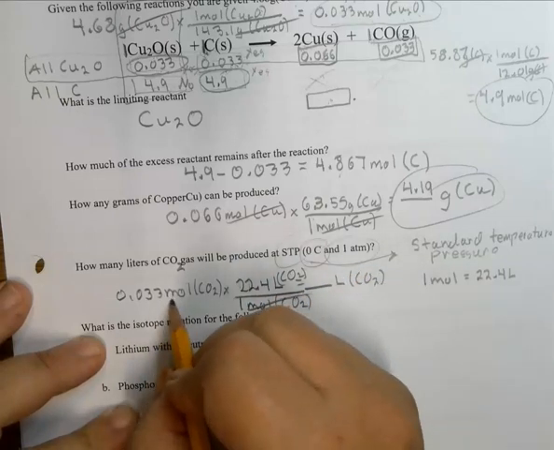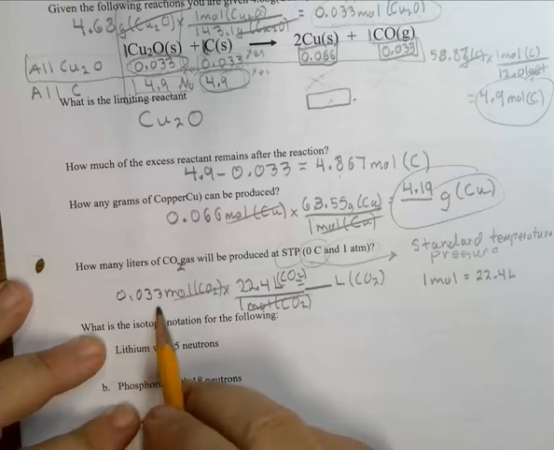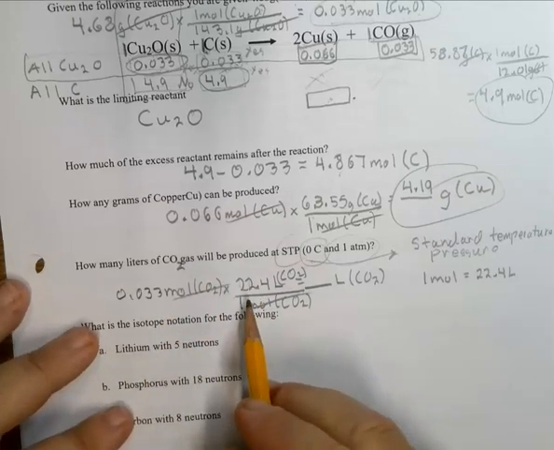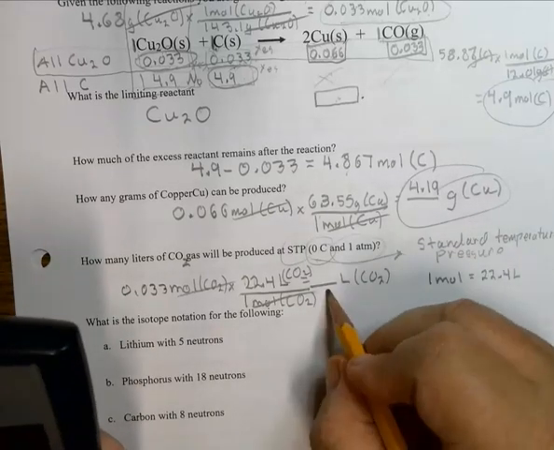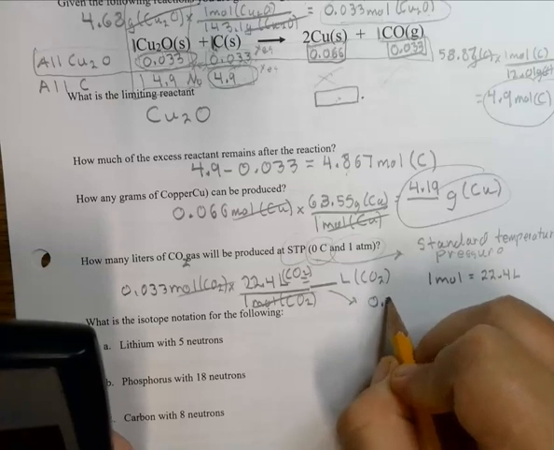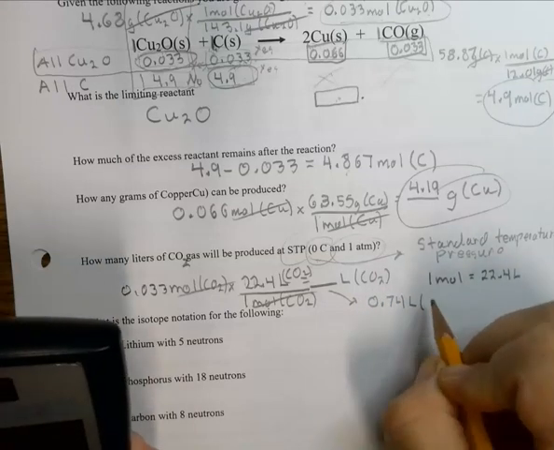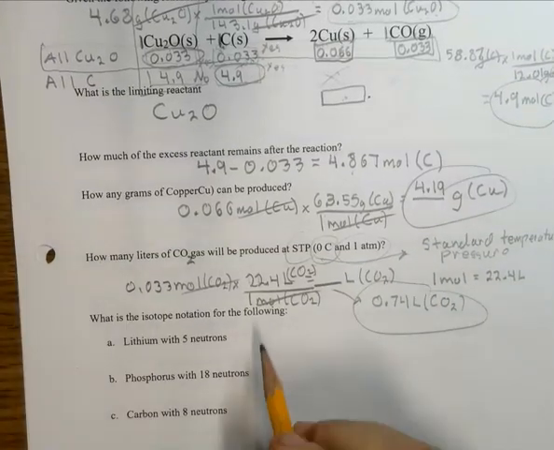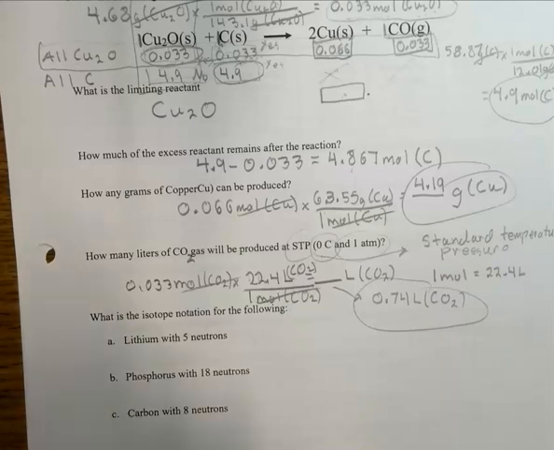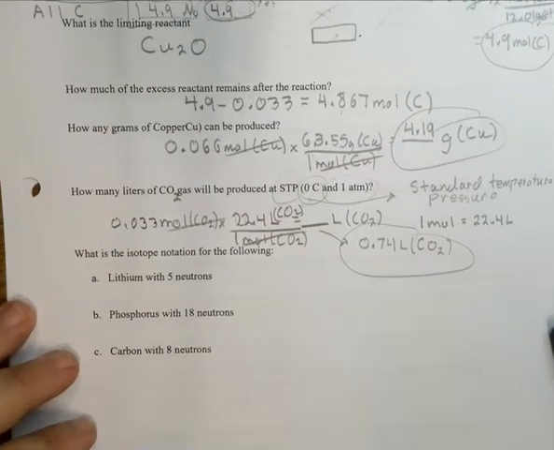Moles CO2 cancels. So now we have 0.033 times 22.4. So we're going to do that. And that's going to be 0.033 times 22.4 equals, and I'm going to write it down here, 0.74 liters of CO2 gas will be produced. And there's your answer for this one up here. Okay? All right, let's finish up with something we touched on very quickly.